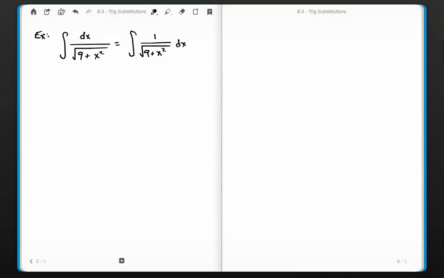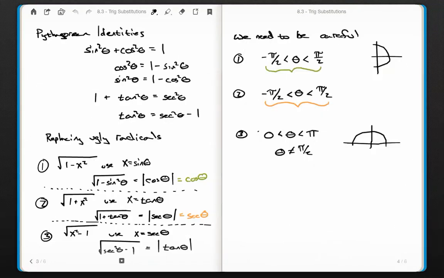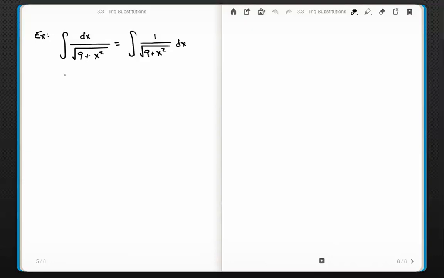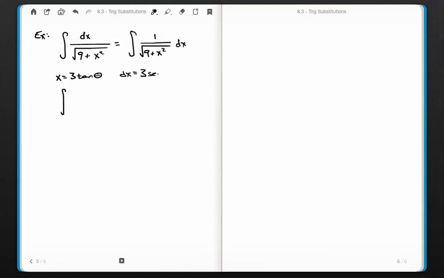Now we've got a number plus a variable squared. So let's take a look back. Number plus a variable squared. Here we go. According to my little cheat sheet that I inadvertently built, number plus something squared, x equals tangent of theta. So I'm going to say x equals 3 tan theta. Where did this 3 come from? Well, what happens when I stick this in here? The derivative of tangent is secant squared, so dx equals 3 secant squared theta d theta.